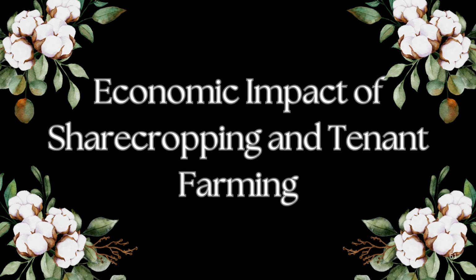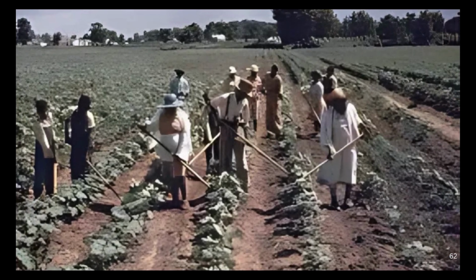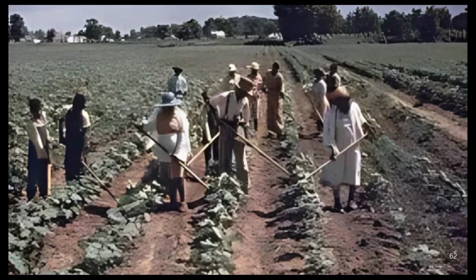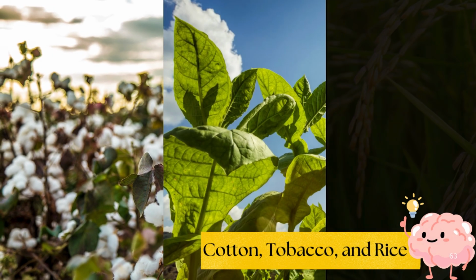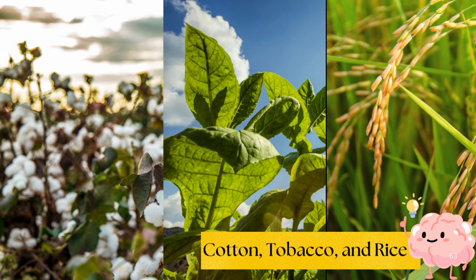Economic impact of sharecropping and tenant farming. Both sharecropping and tenant farming were essential for the Southern economy during the Reconstruction Era. They allowed for the production of important cash crops such as cotton, tobacco, and rice. These crops contributed significantly to the economy, as they were in high demand both in the United States and internationally.